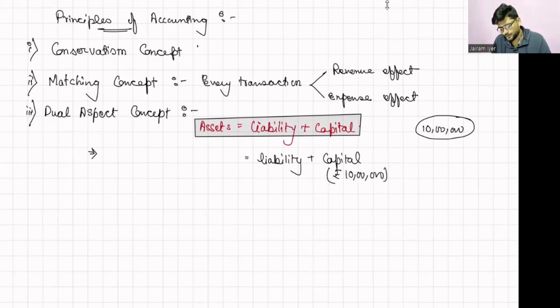Can you say where in the asset side this amount will be reflected? Right now I've said I've invested nothing. Can anyone try? Where on the asset side can this cash go in? This will go in cash and cash equivalent. It will go in the cash account, which means my cash will show a 10 lakh balance.